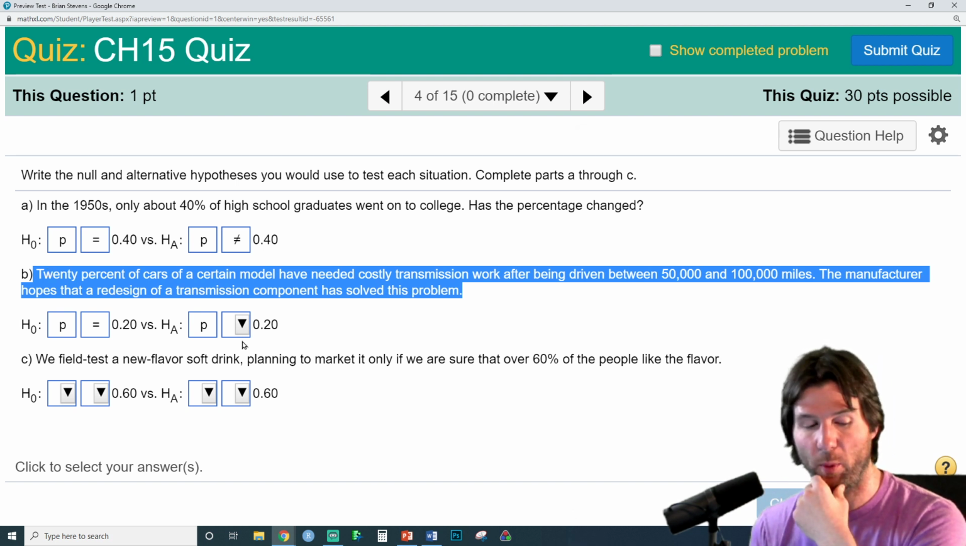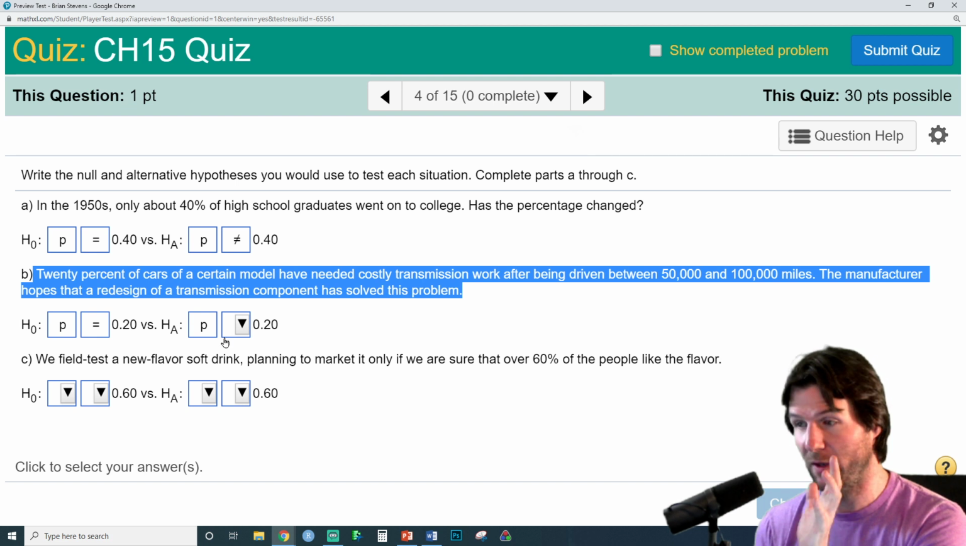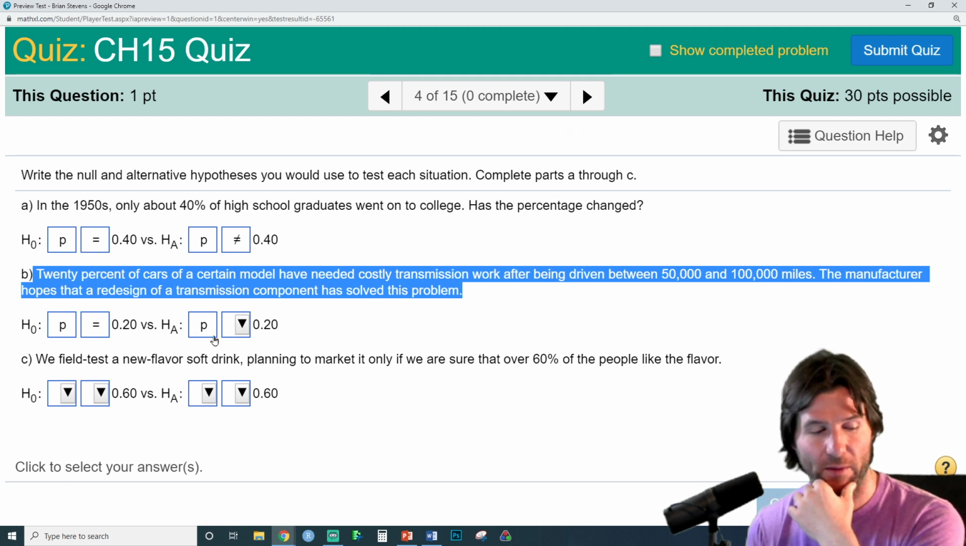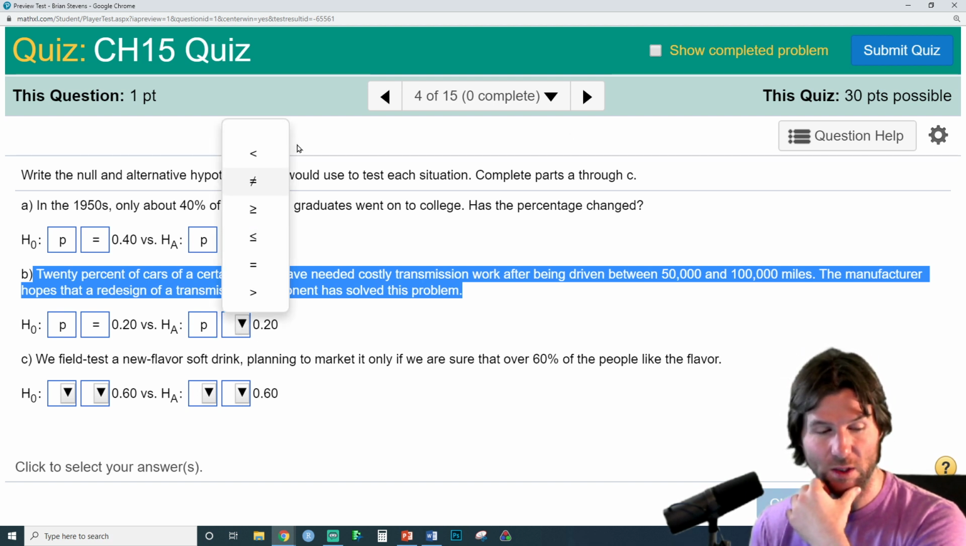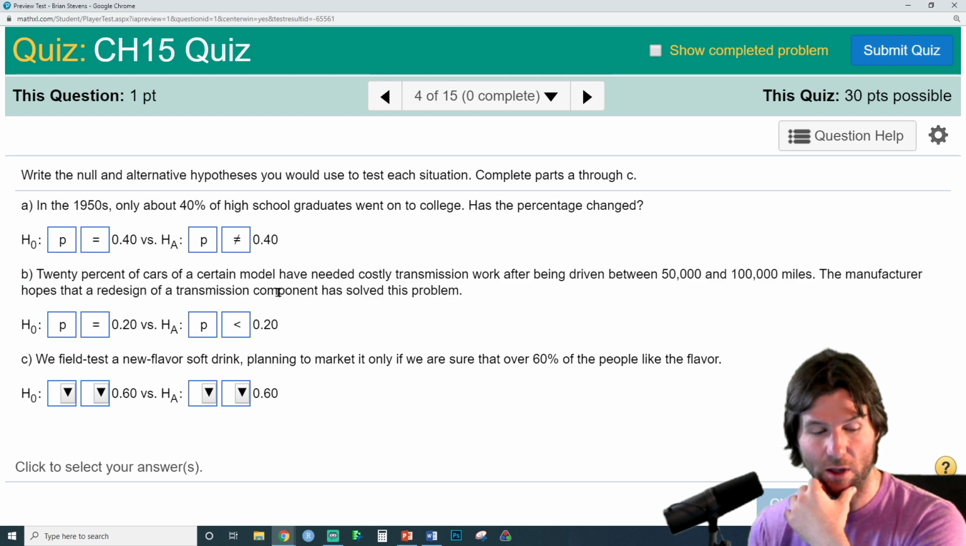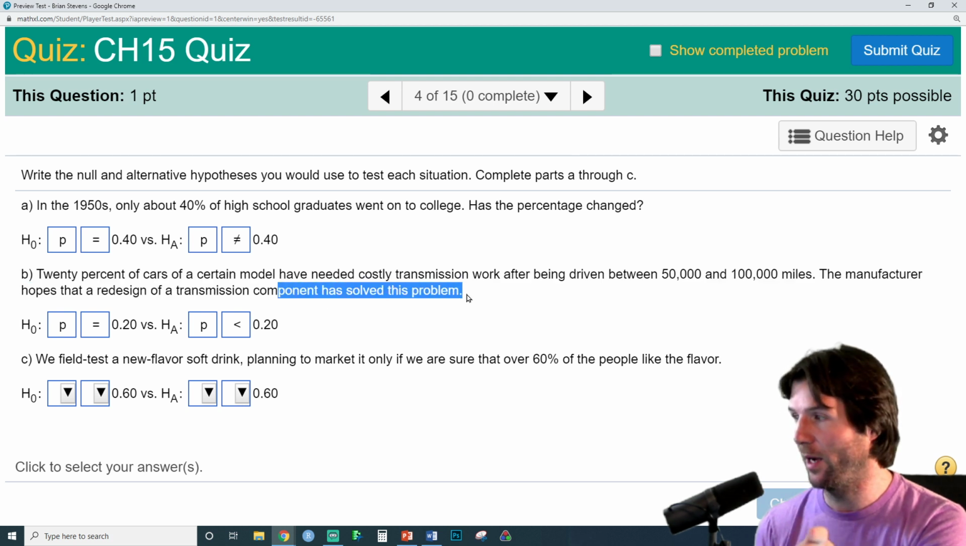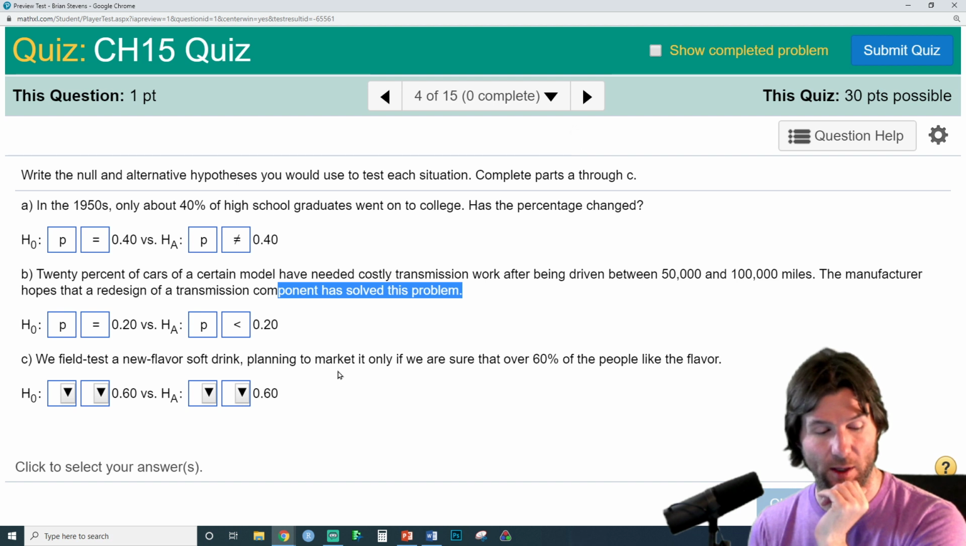What sounds better? That the proportion would be less than it is right now if they fix it, or greater than it is right now if they fix it? They want to show evidence that it'll be what, if they're trying to fix this problem? Go down, you got it, nice work. So that's where we read in the question, they're trying to solve it. And basically we're asking, is there evidence that it has gotten better? So that's very important right there.